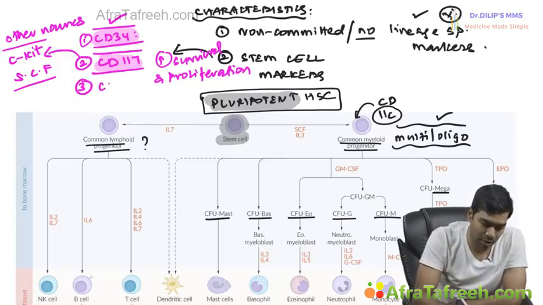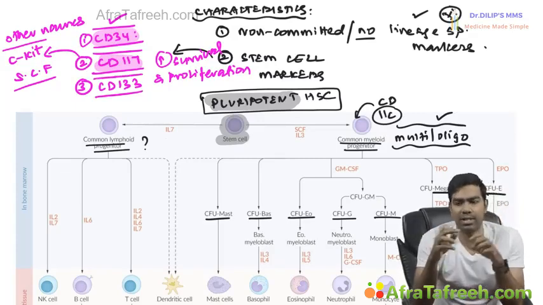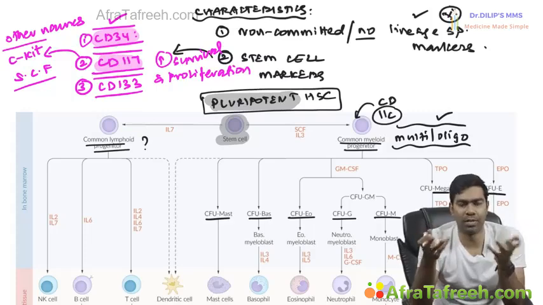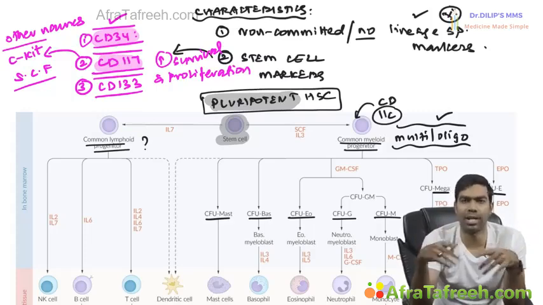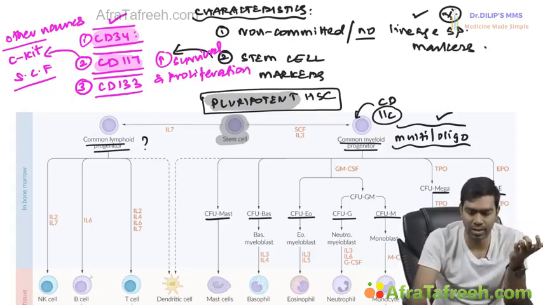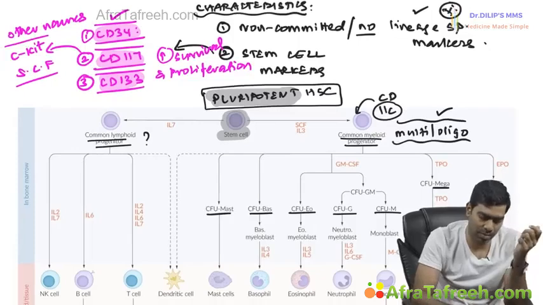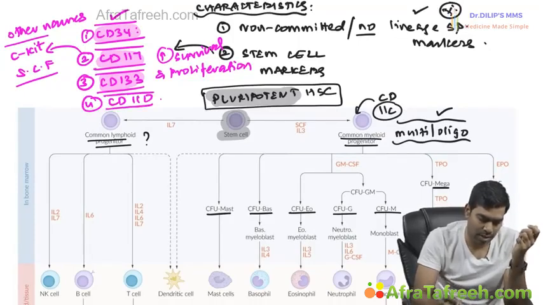Next you have CD133. Stem cells have a lot of membrane protrusions. If you see them under the electron microscope, these membrane protrusions are maintained by CD133. This is again an important stem cell marker. Number four is CD110, otherwise called the thrombopoietin receptor. Other names for this are thrombopoietin receptor or c-MPL.